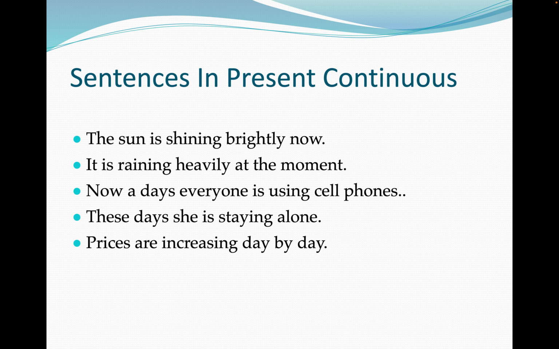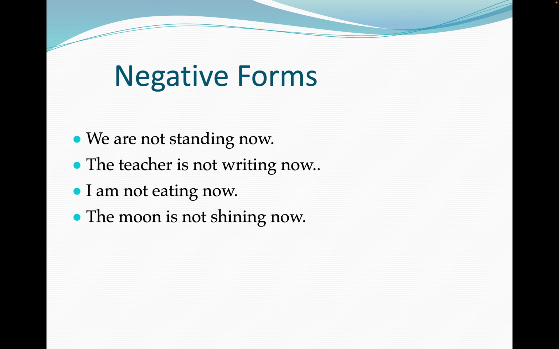Let me take some examples. The sun is shining brightly now and it is raining heavily at the moment. Nowadays, everyone is using cell phones. These days, she is staying alone. Prices are increasing day by day. So here we are using these indicators like day by day, these days, nowadays, now, at the moment. So these are the main indicators we use while using the present continuous tense.